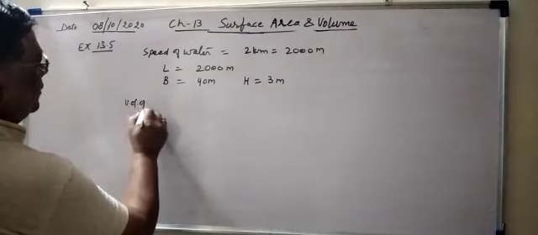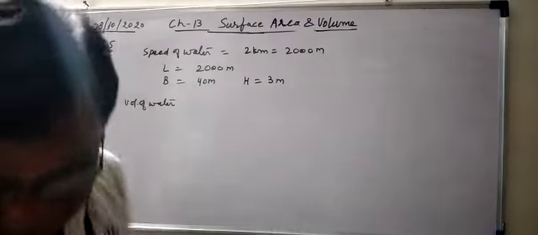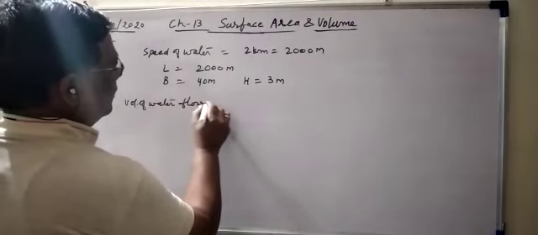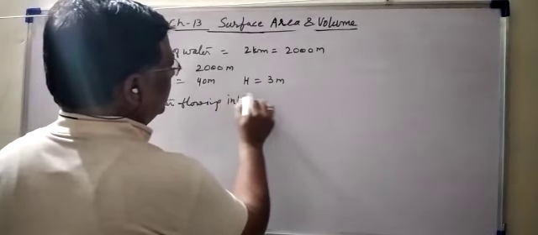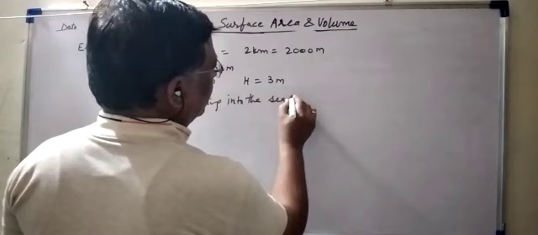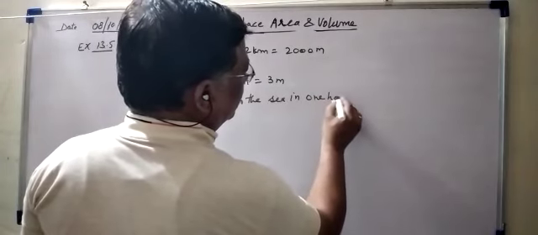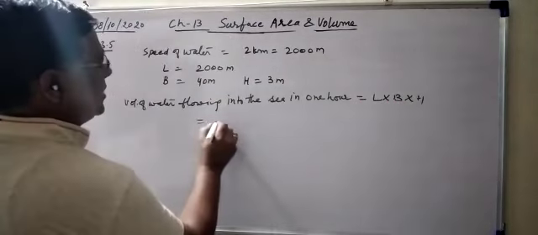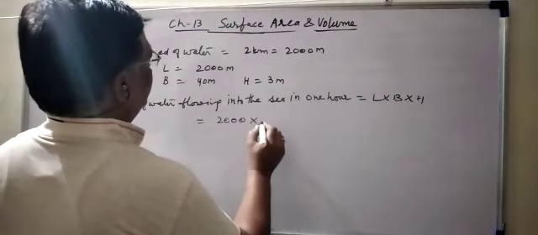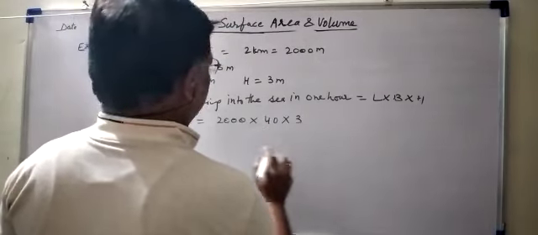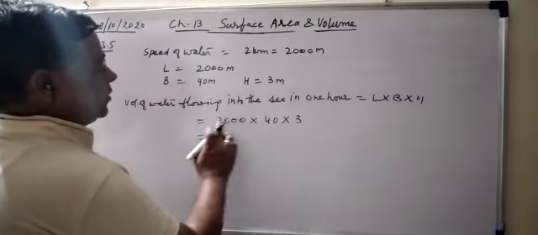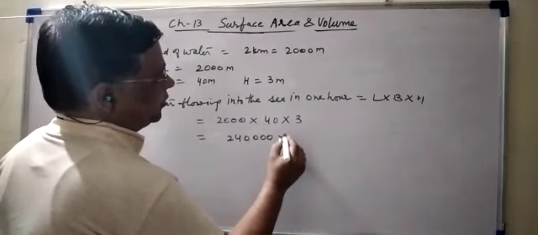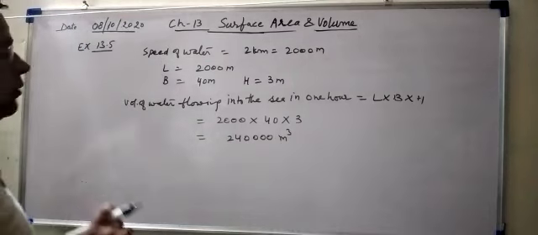Volume of water flowing into the sea in 1 hour. That is length, breadth and height. The length is 2000 into breadth is 40 and 3. Multiply them, 3 4s are 12, 12 2s are 24. So 2,40,000 meter cube. This much water will fall in 1 hour.